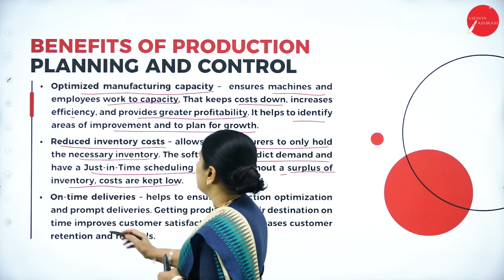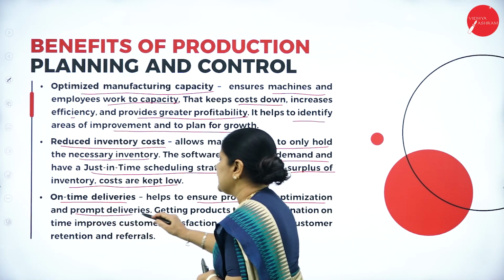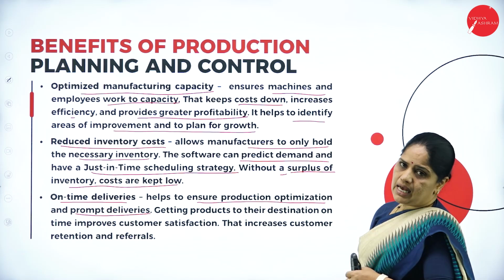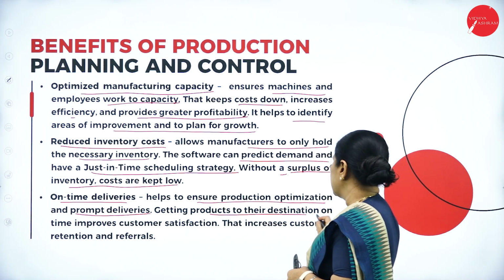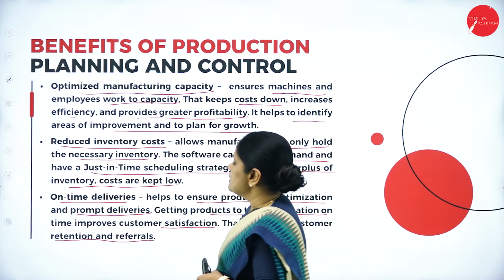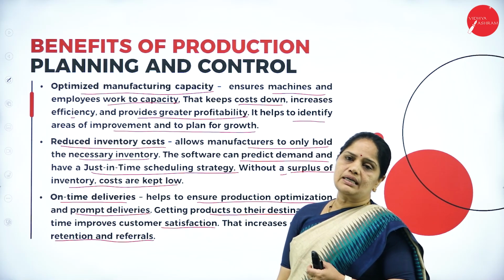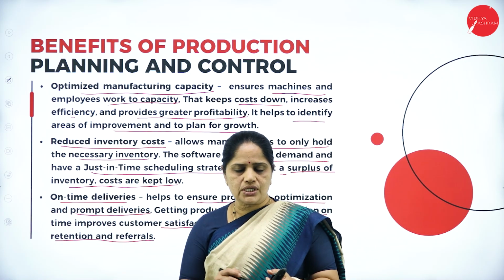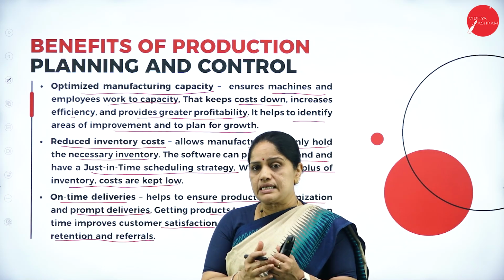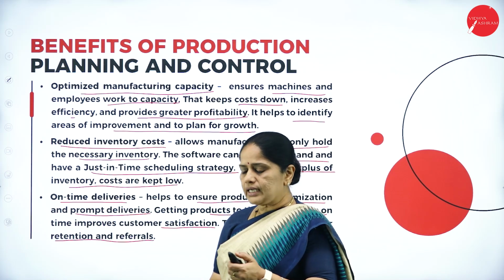Then on-time deliveries. So it helps to ensure production optimization and prompt deliveries. So we can have optimum production and the deliveries will be as per the schedule. Getting products to their destination on time improves customer satisfaction, that increases customer retention and reference. So when you are producing and delivering the goods on time, it increases the customer satisfaction as well as customer retention. When there is word that this kind of production house is giving materials on time, then that will be a viral marketing for the organization.